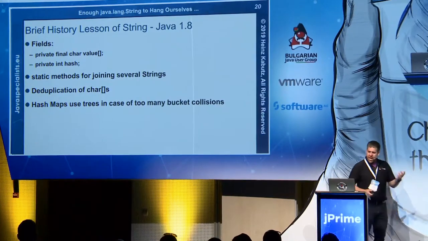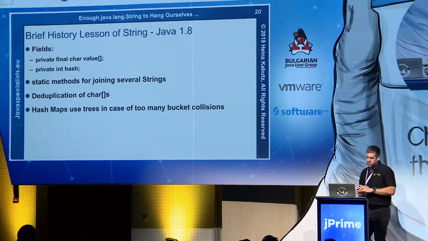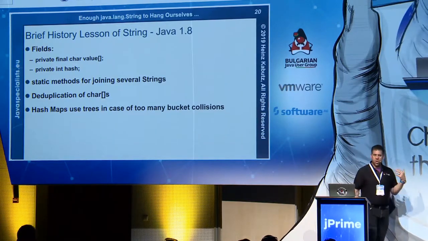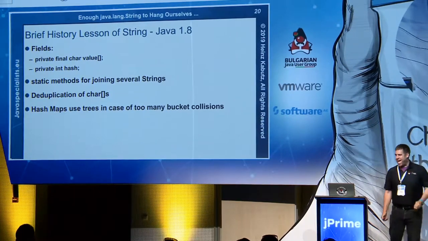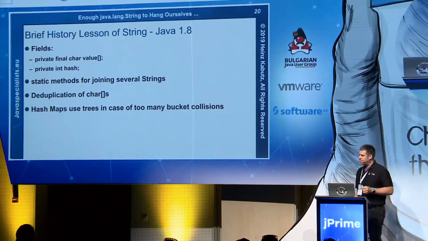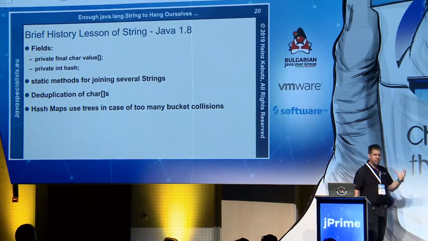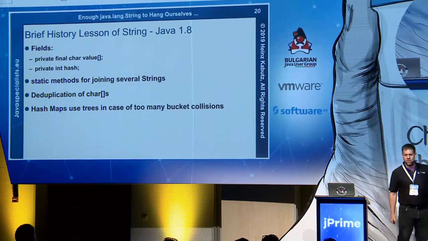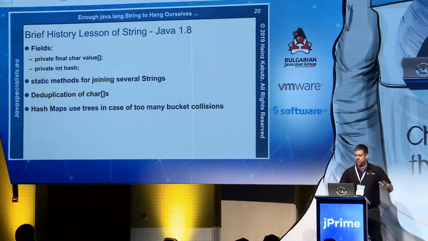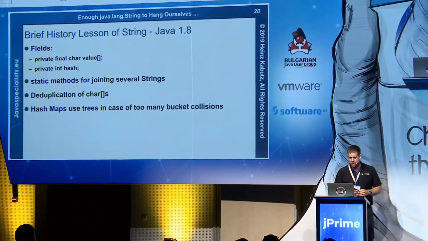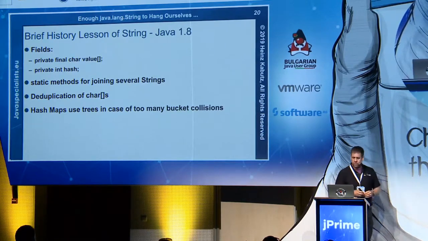No, that's right. So Java 8, they got rid of the hash 32, because what they decided to do is to solve the problem of the clashes in a general fashion. As long as your key is comparable, it will generate a tree in case you have lots of bucket collisions. So if lots of elements go to the same bucket, then they just build a binary tree there for you, a red-black tree. They also had static methods for joining several strings and deduplication, which I'll talk about some more in the next slide.